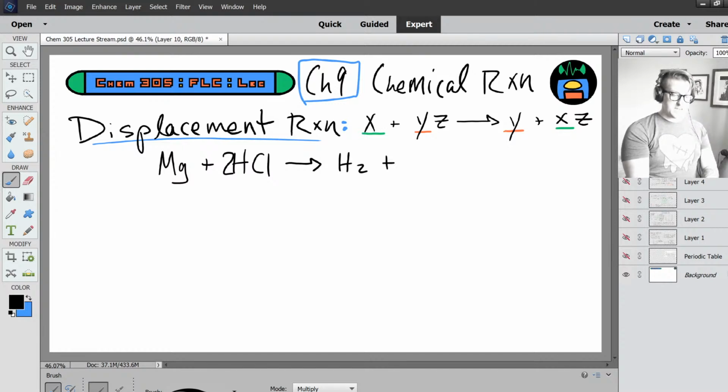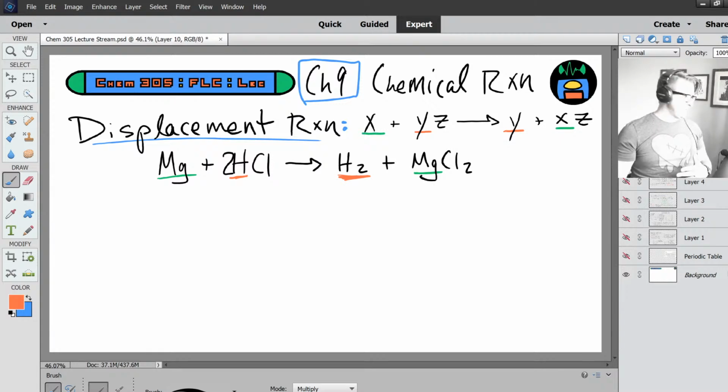The products of this reaction are hydrogen gas and magnesium chloride. And if you look at it, magnesium starts this reaction alone but ends with chloride, whereas hydrogen starts as chloride's partner and ends as H2 gas. So there's the displacement, one for the other.